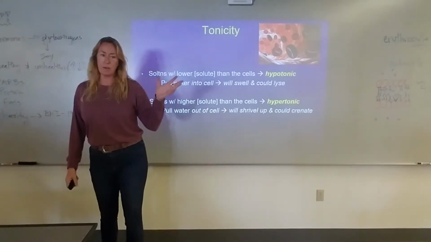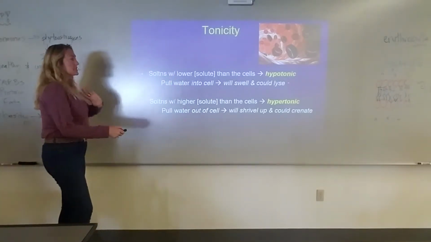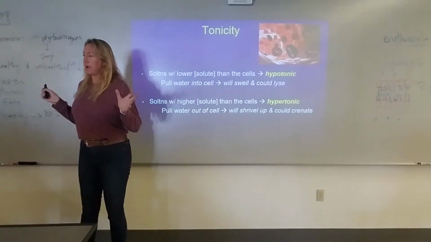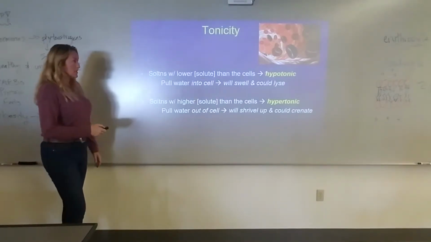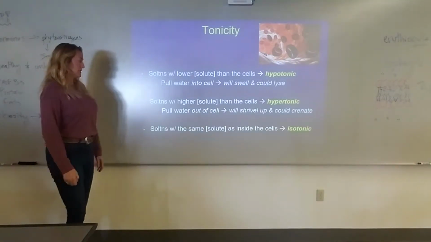Bad. Either one of these is bad, okay? Lysing is the worst because it's completely dead. There's no coming back from that. It exploded, it ruptured, that cell's out of commission. Particularly important when it comes to the blood cells.